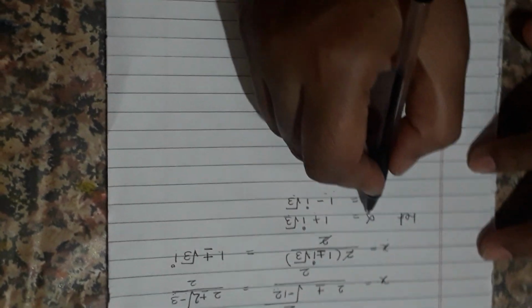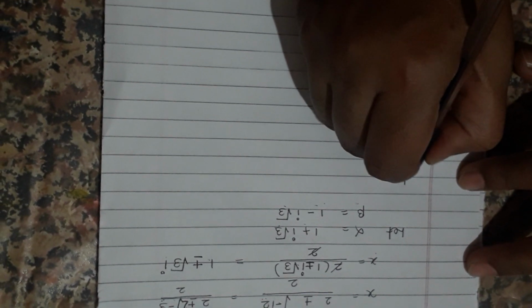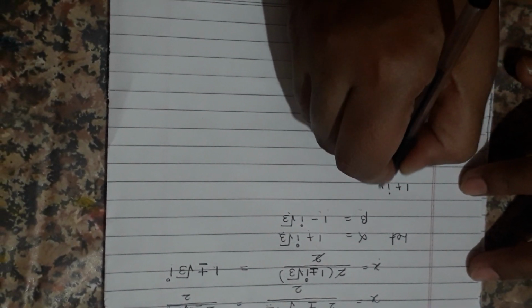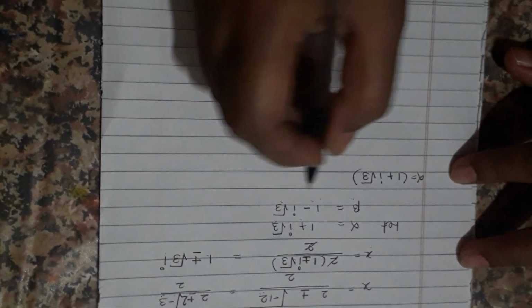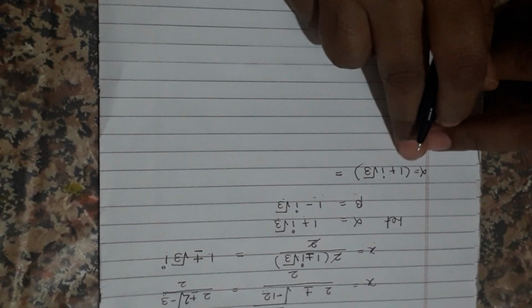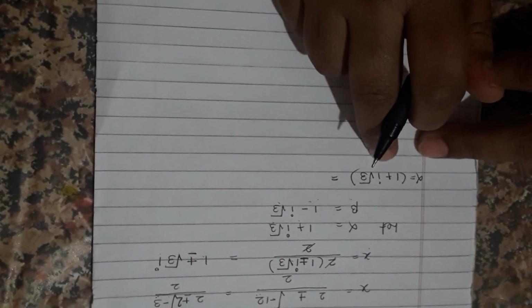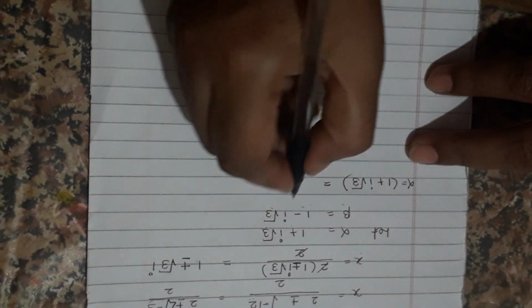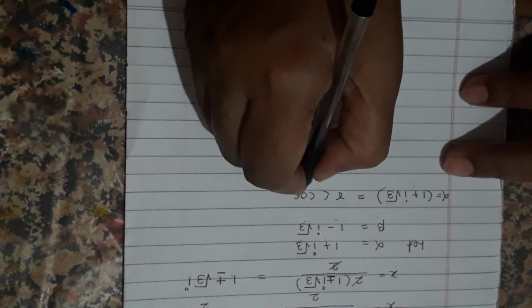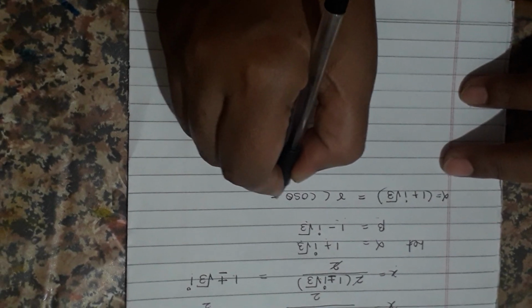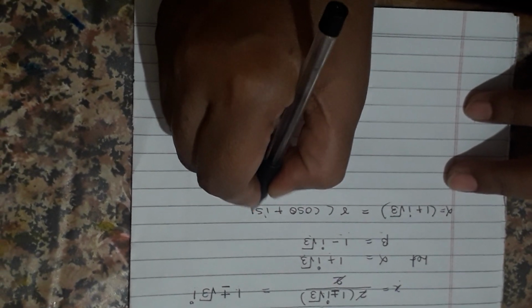So initially we consider the first root, that is 1 plus i root 3. Its value is alpha, so alpha equals 1 plus i root 3. And now we take the polar form of that complex number. As we know, the polar form is in this way: r into, in bracket, cos theta plus i sin theta.